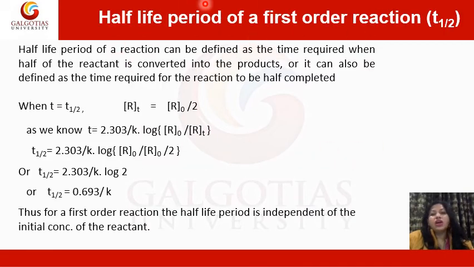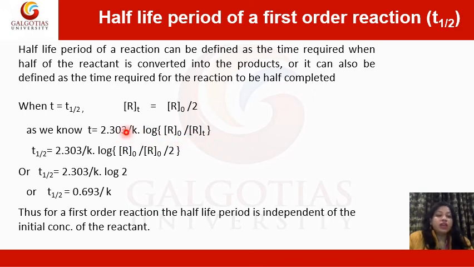Now we discuss the half-life period of a first order reaction. The half-life period of the reaction can be defined as the time required when half of the reactant is converted into product, or the time required for the reaction to be half completed. So when t equals t half and [R]t equals [R]0 by 2, as we know t equals 2.303 divided by k times log [R]0 upon [R]t.